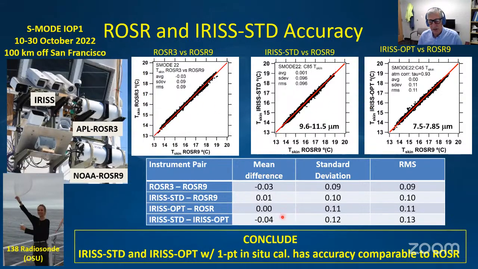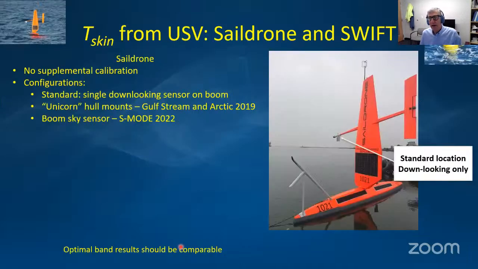The mean differences are on the order of a few hundredths of a degree. Standard deviation is about 0.1, which is consistent with what we expect for an accurate measurement. And so we can conclude that the Iris approach, both the standard and the optimal band, provides comparable accuracy to the Rosser. So now to speak a little bit about skin temperature measurements from USVs and potentially buoys.